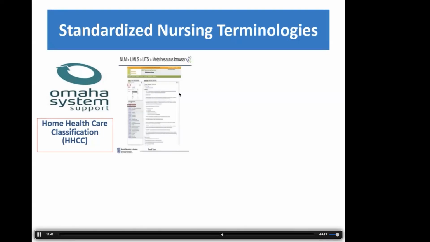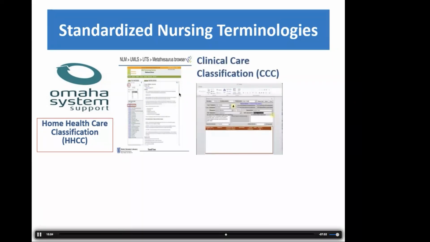Then we have the Unified Medical Language System, or UMLS, Metathesaurus. The National Library of Medicine's UMLS Metathesaurus includes terms from NANDA, NIC, NOC, HHCC, and others. Next, we have the Clinical Care Classification, or CCC. The Clinical Care Classification System is a standardized coded nursing terminology that identifies the discrete elements of nursing practice. CCC provides a unique framework and coding structure for capturing the essence of patient care in all healthcare settings.